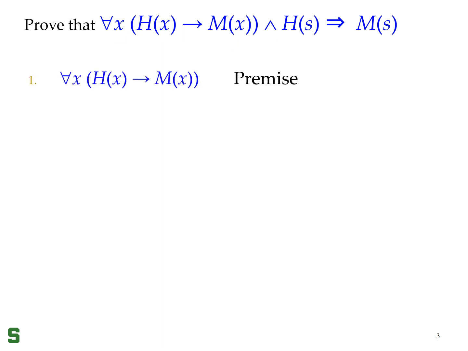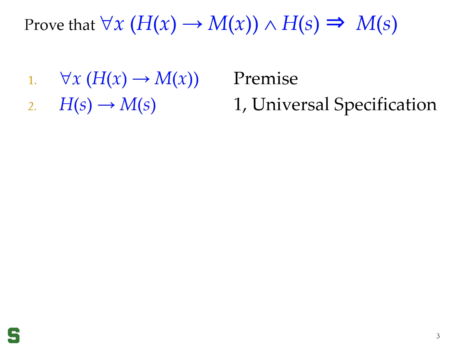We first start with the premise. For all x, h of x implies m of x. Now, the next thing that we are going to do is instantiate this with some x. In particular, we are going to set x equal to s. This is our rule universal specification because the property is true for all x. So in particular, it is true for one of them, namely Socrates. Now the rest of it is straightforward. I have h of s. I apply modus ponens. Now that will prove what we want to do.